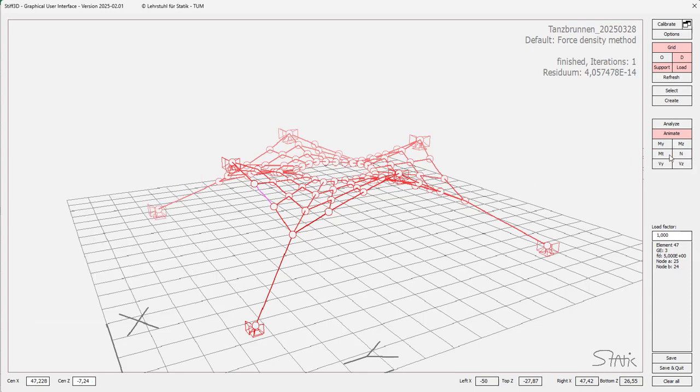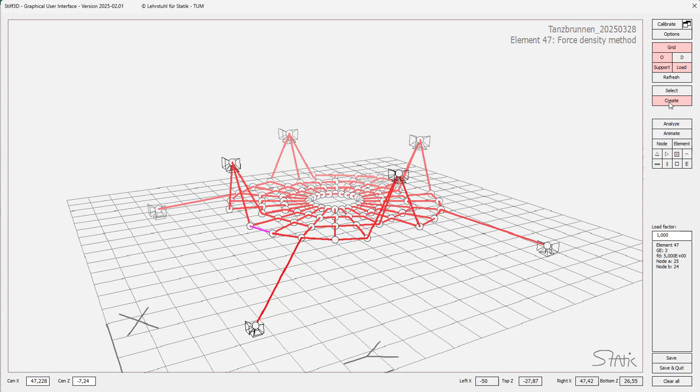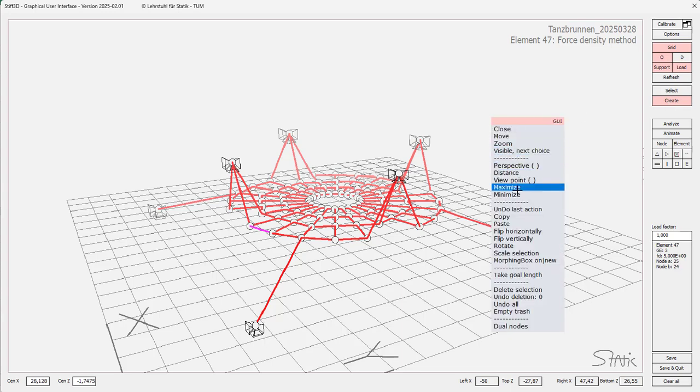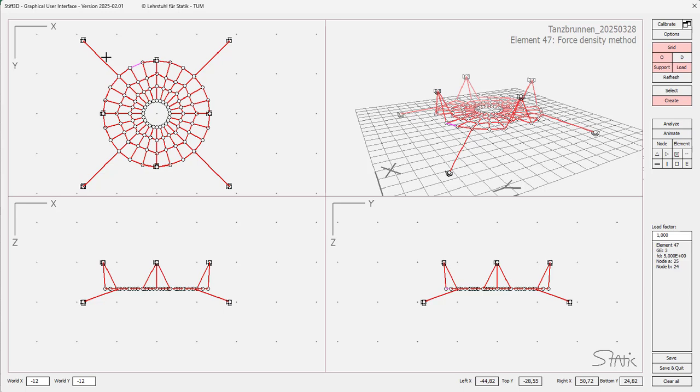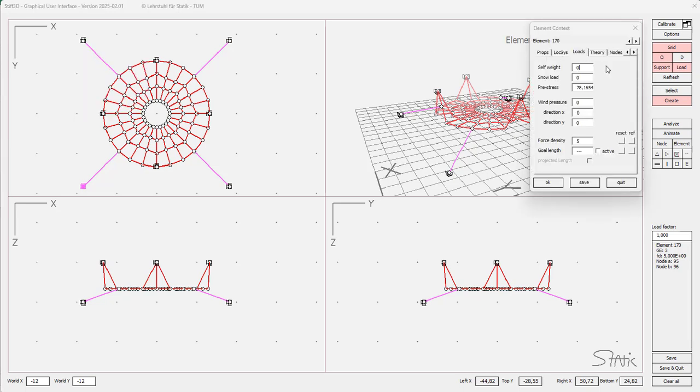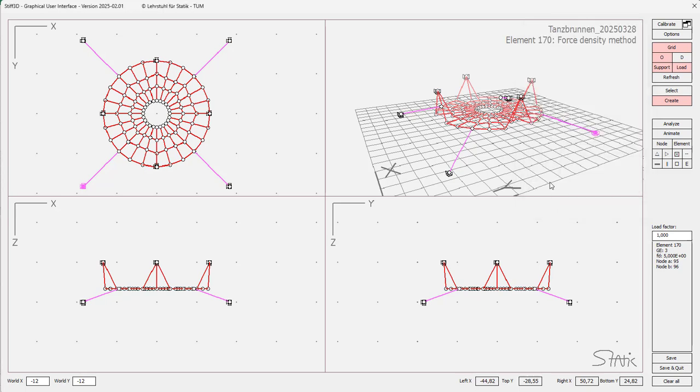Well, let's go back to the creation mode and minimize the view. And let's modify the force density here for the supporting cables, making sure that we only pick them. These are them, there we are. Let's edit them. Let's increase the force density, let's say to 10. And let's do the analysis again, deselecting everything.